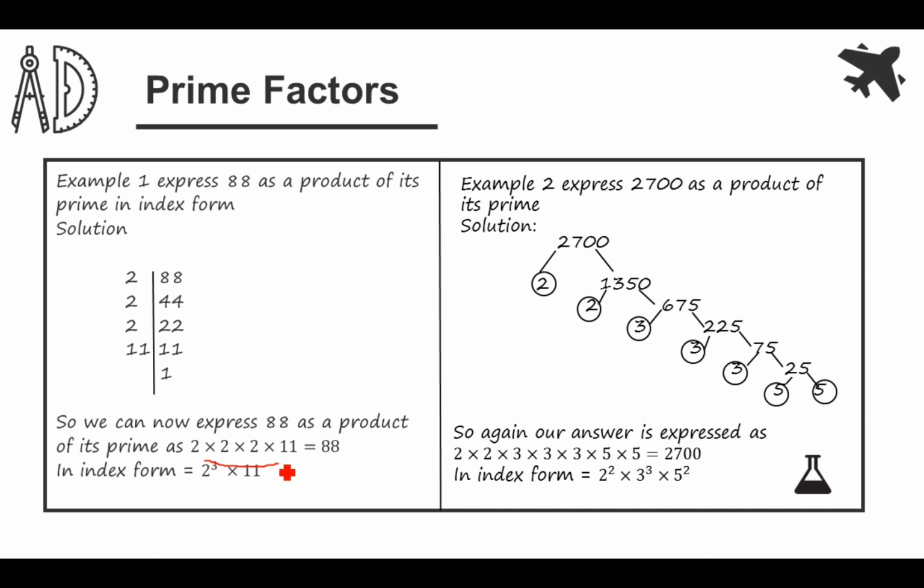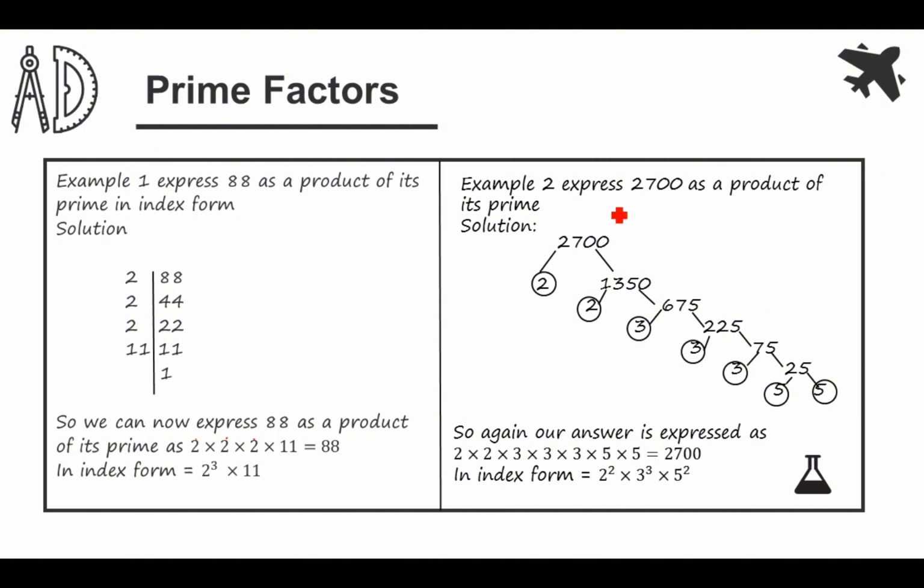Now when we put this number in index form, we'll have 2 raised to power 3 times 11. How do we get 2 raised to power 3? How many times is 2 multiplying itself? It's 1, 2, and 3 times. So 2 raised to the power of 3 times 11 will give us 88.